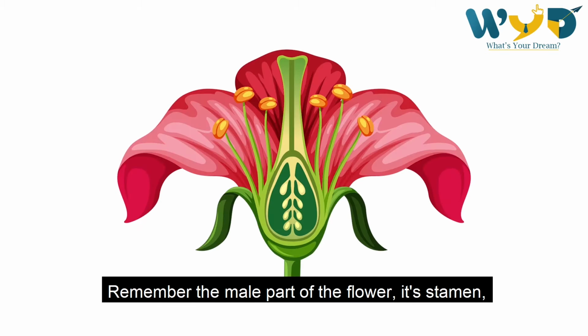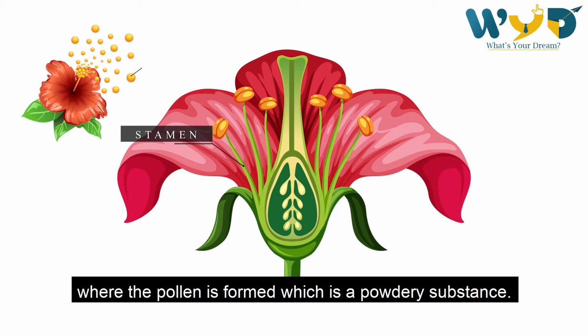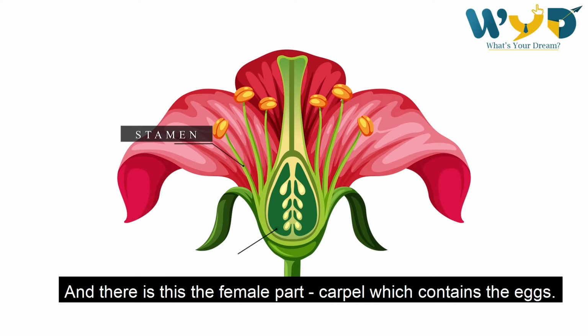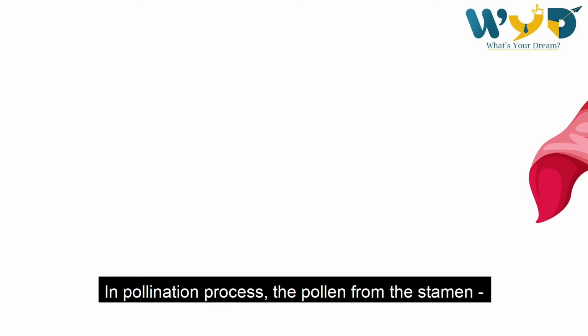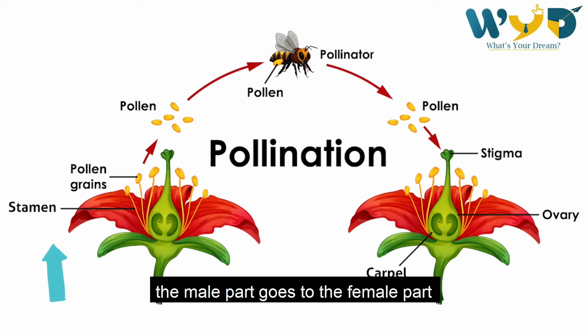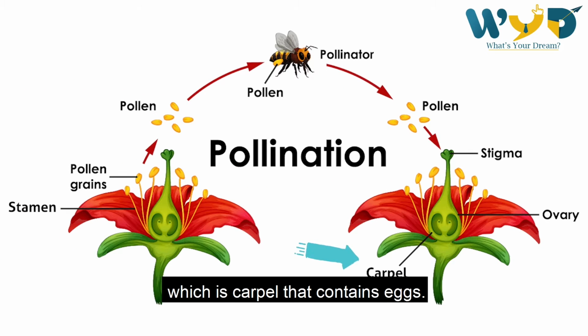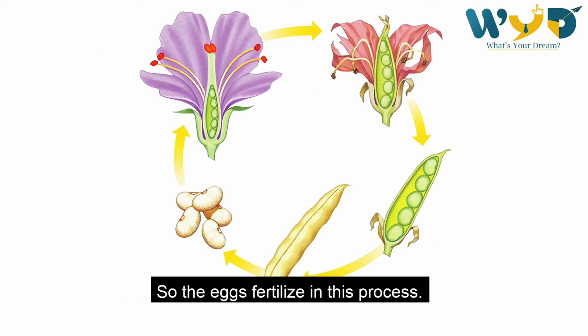Remember the male part of the flower, the stamen, where the pollen is formed, which is a powdery substance, and there is the female part, the carpel, which contains the egg. In the pollination process, the pollen from the stamen, the male part, goes to the female part, which is the carpel and contains eggs. So the eggs fertilize in this process. The eggs fertilize in the ovary.